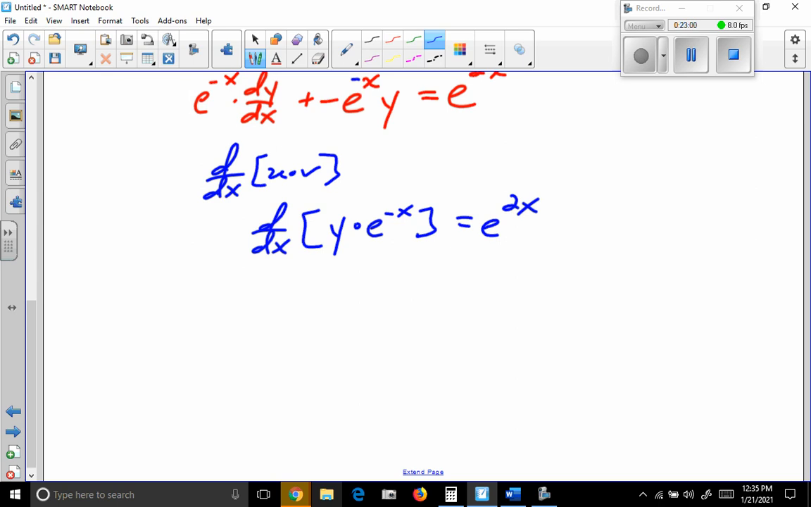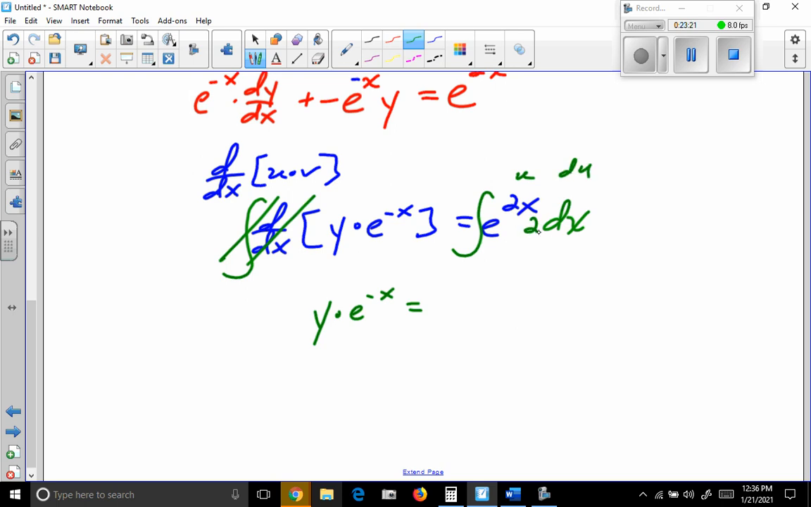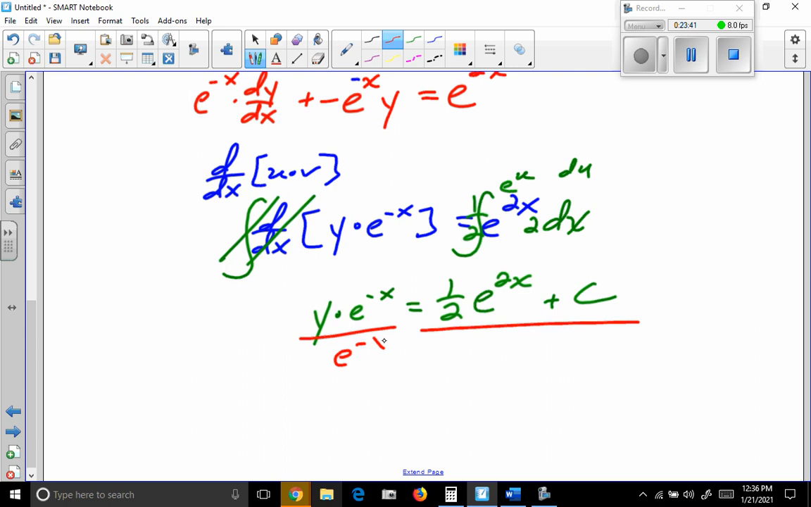So we're wanting to get y. How do we get y? We need to get rid of the d dx. So we integrate a derivative that undoes itself. To integrate the right side, if this is going to be e to the u du, if that's u, du would be 2 dx. So we divide by 2, so that would give us 1/2. And the integral of e to the u du is e to the u plus c. And then to get y by itself, we would divide through by e to the negative x.